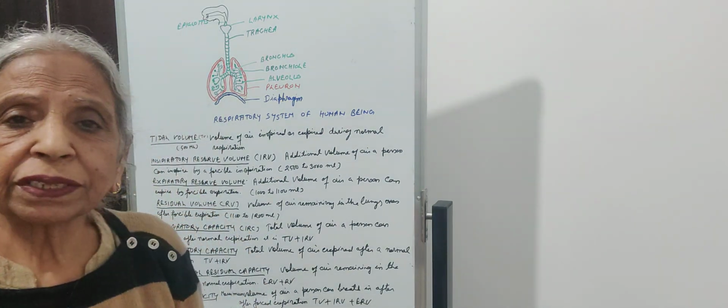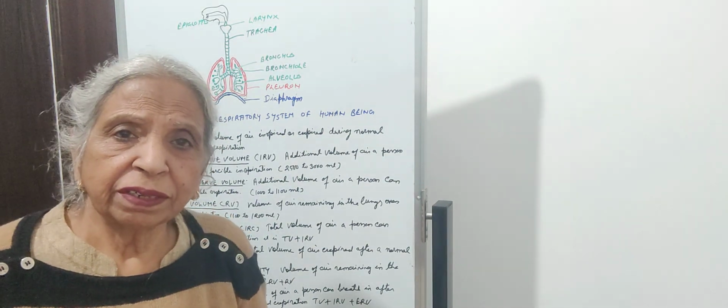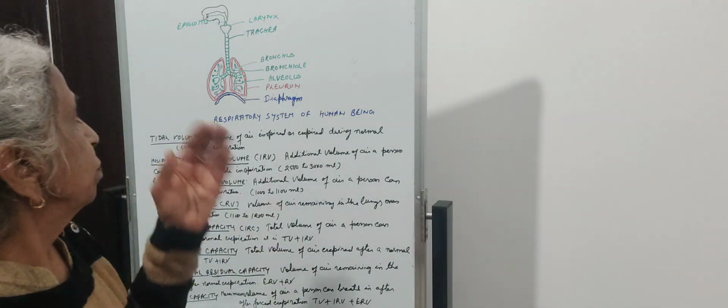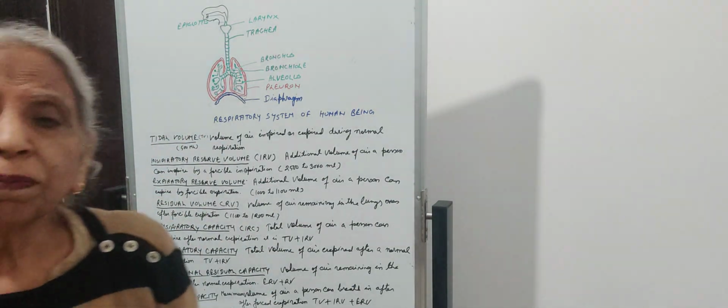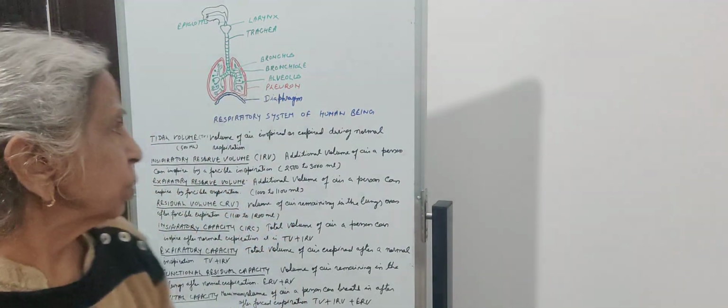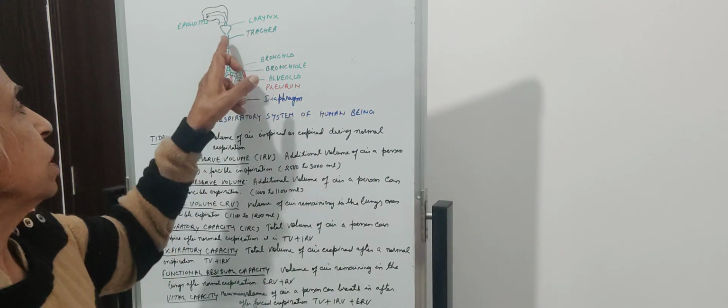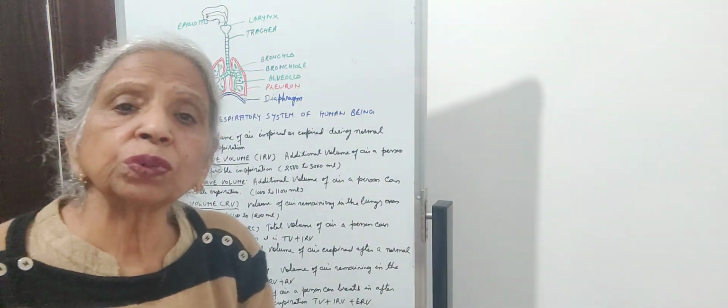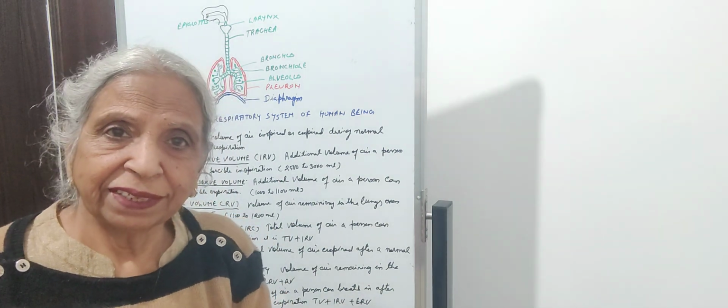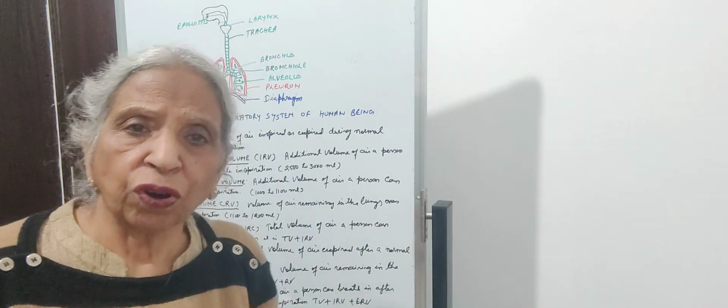From the pharynx, the air leads into the tracheal tube, passing through the larynx. This is the trachea. So the pharynx leads into the trachea through the larynx. The larynx is the sound box. Sound is produced by it.